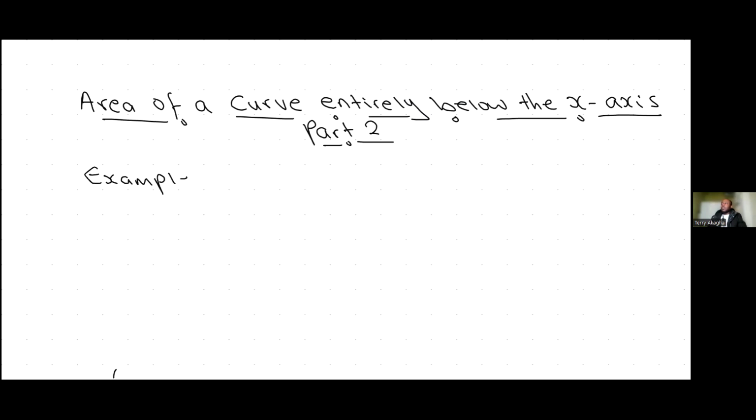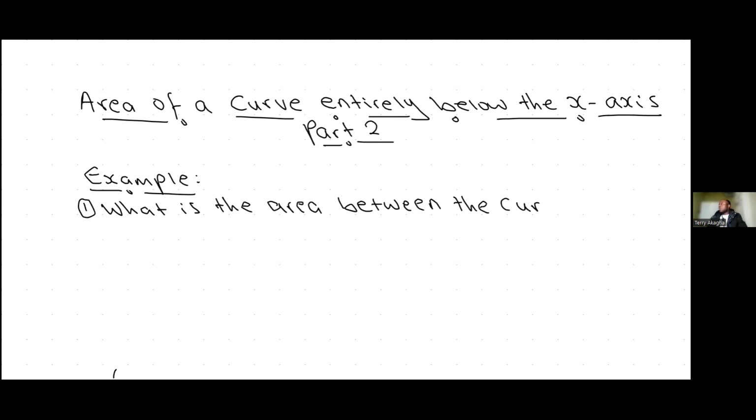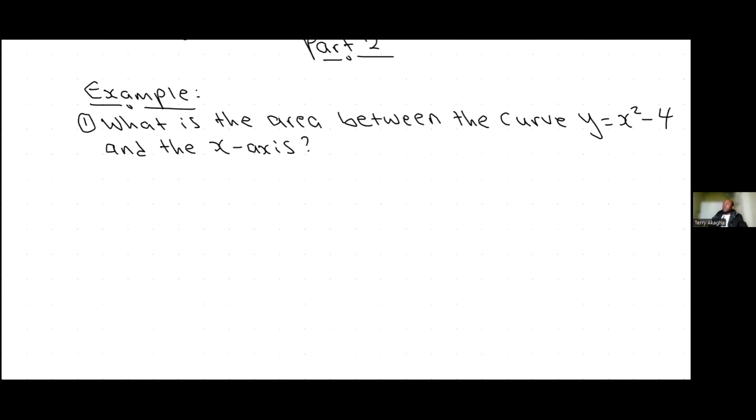Okay, so let's say we have this. What is the area between the curve y is equal to x squared minus 4, all right? And the x-axis. Okay? And we're told to find the area for this. So how do we go about it?